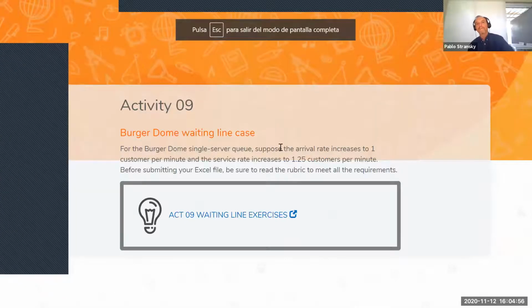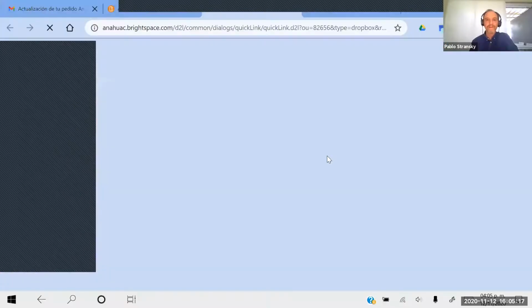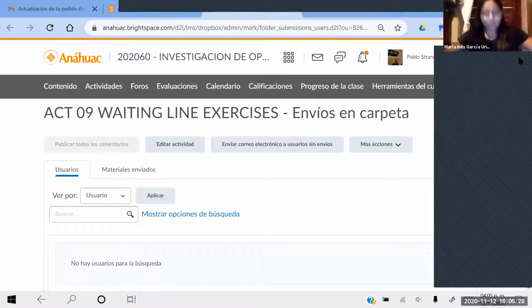So, Burger Dump waiting line case. For the Burger Dump single server queue, suppose that the arrival rate increases to 1 customer per minute and the service rate increases to 1.25 customers per minute. Before submitting your Excel file, be sure to read the rubric. Let's go to the activity. Today we're going to see some formulas that are used to understand how waiting lines operate, okay?